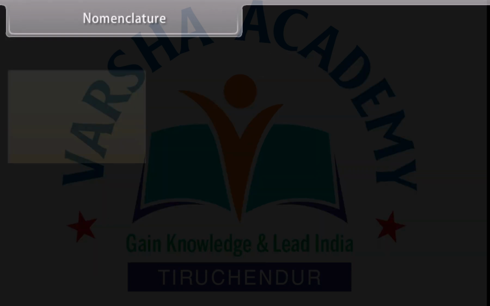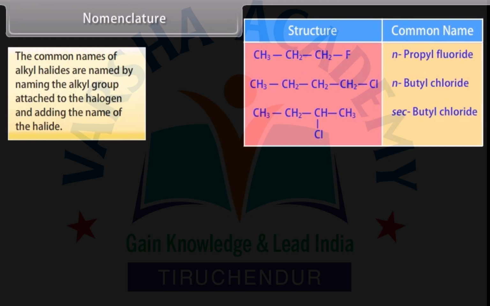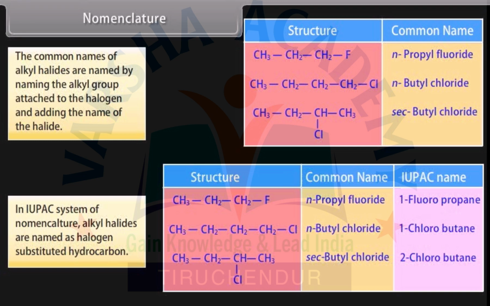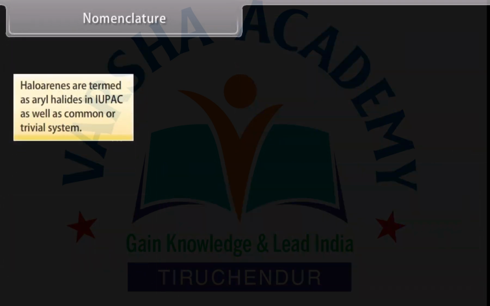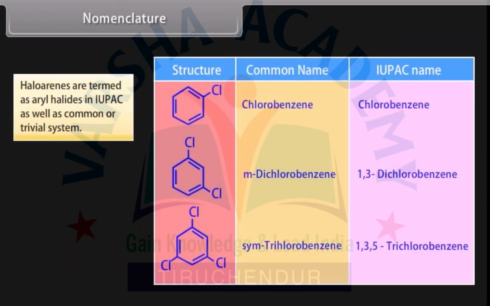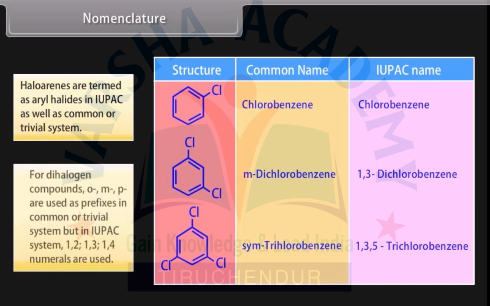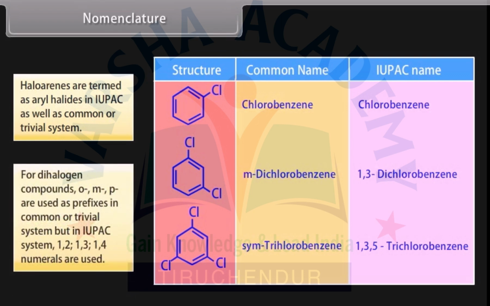Nomenclature. The common names of alkyl halides are given by naming the alkyl group attached to the halogen and adding the name of the halide. In the IUPAC system of nomenclature, alkyl halides are named as halogen-substituted hydrocarbons. Haloarenes are termed as aryl halides in IUPAC as well as common or trivial system. For dihalogen compounds, ortho, meta, para are used as prefixes in common or trivial system, but in IUPAC system, 1,2, 1,3 and 1,4 numerals are used.